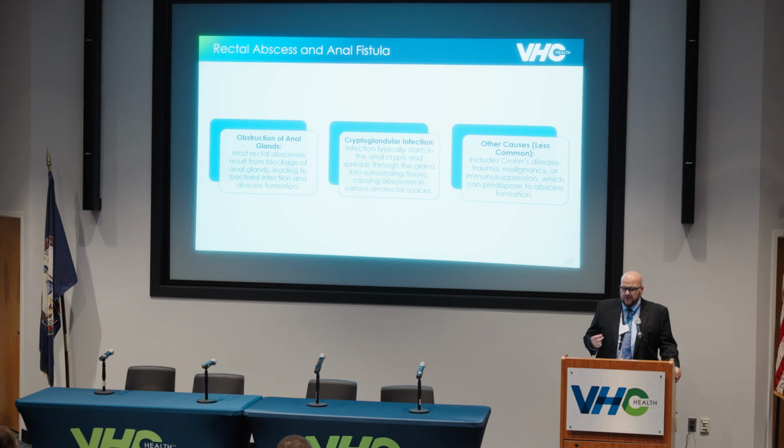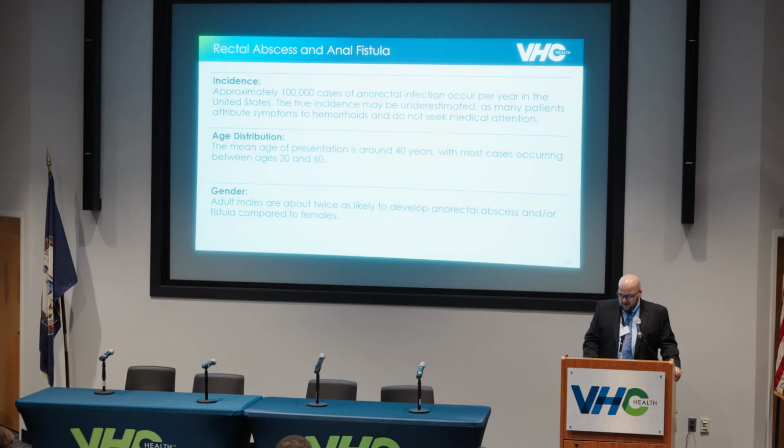So the anal crypts have little glands in there. For mostly bad luck, these crypts get clogged. There's an infection starting there, and the infection spreads to the surrounding tissue, most of the time going through the sphincter muscle. It's a very common thing we see on a weekly basis, almost on a daily basis in our office. The mean age of presentation is 40 years. Most of the cases occur between 20 and 60. Adult males are about twice as likely to develop anorectal abscess and fistula compared to females.